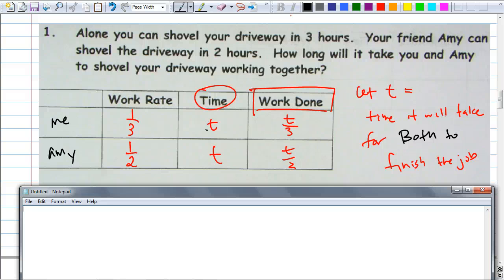100% of the job. What does 100% mean? 1. What's your equation going to be? How about Justin? What would I say? T over 3, uh-huh, T over 2. Yeah, exactly right. Justin's got it right.